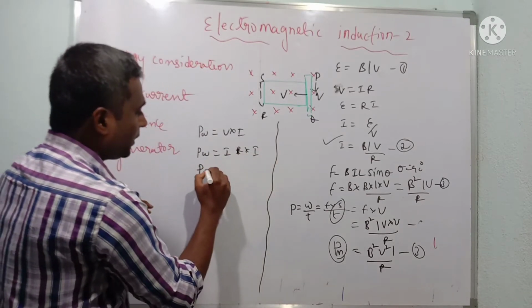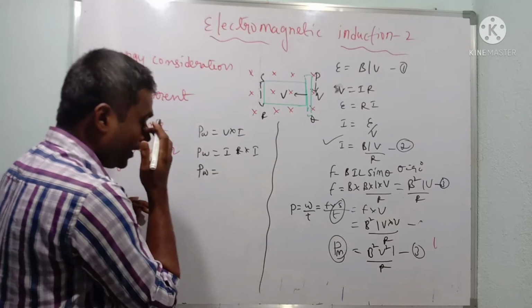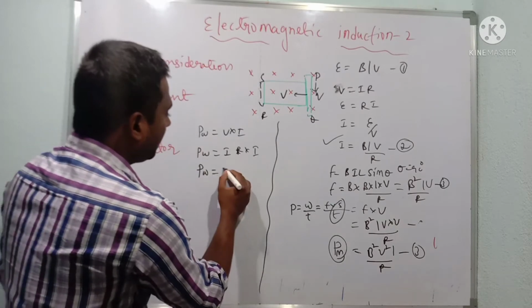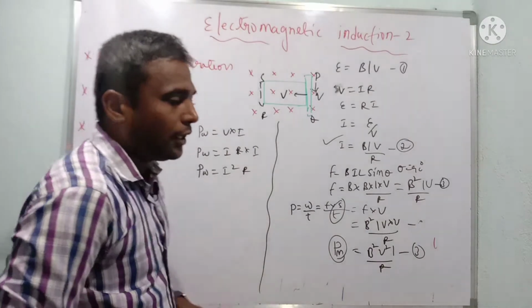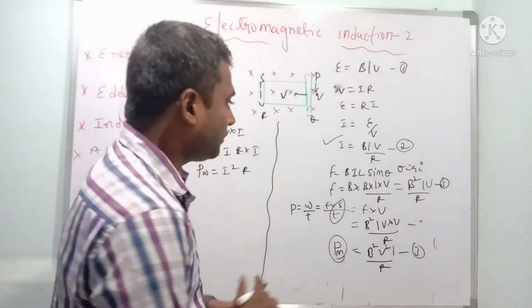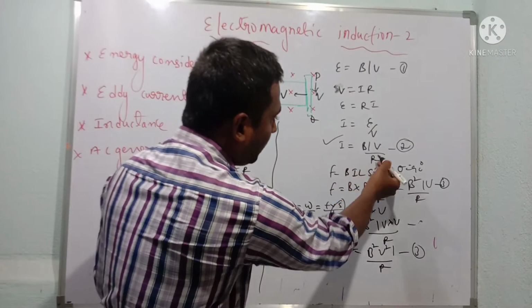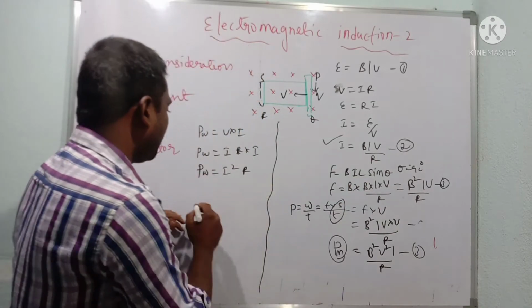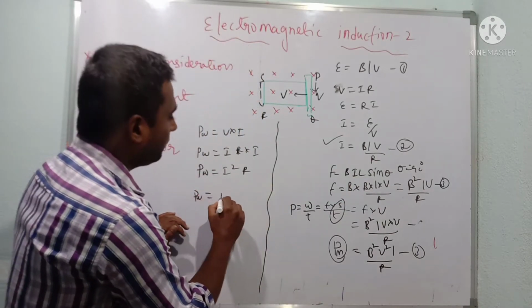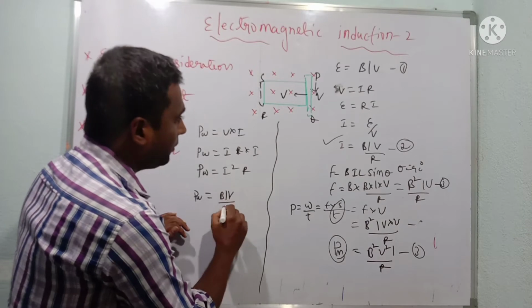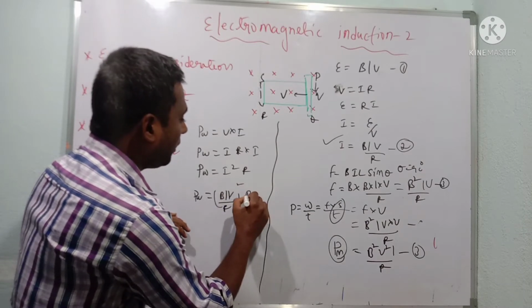So that is electrical power, it becomes what, children? That is I square R. And already I have got the expression that I is equal to BLV divided by R. If I substitute here, what happens? That is BLV divided by R, whole square, into R.